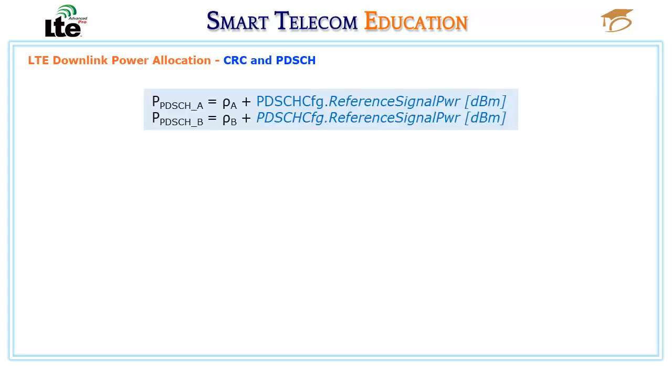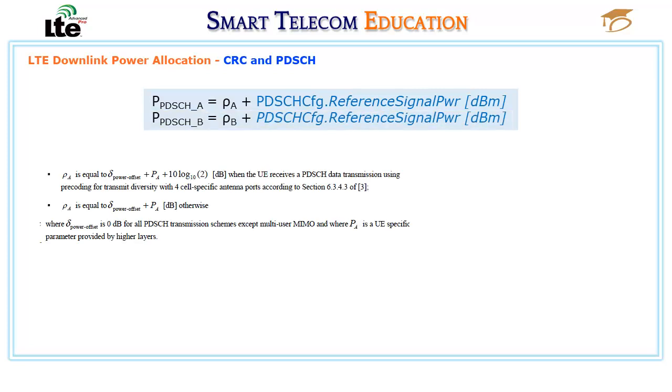As described above, the CRS power is defined by the reference signal power. The power formulas for the PDSCH type A and B are defined as follows. PDSCH type A equals rho A plus reference signal power in dBm, and PDSCH type B equals rho B plus reference signal power in dBm.